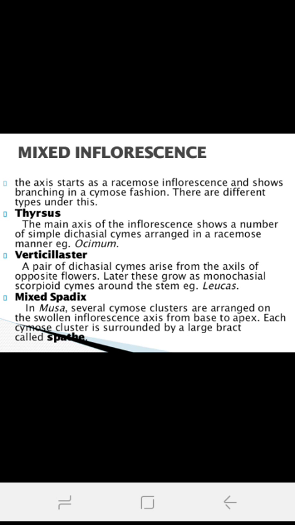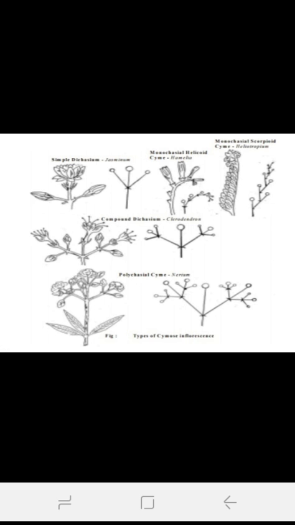Then mixed spadix. Example is Musa. Cymose clusters are arranged on a spadix inflorescence axis from base to apex. Each cluster is surrounded by a large bract called the spathe. So cymose inflorescence is there as well as spadix, which is a racemose inflorescence. A mixed pattern you can see in Musa. This is a diagram of helicoid cyme, scorpioid cyme, etc.